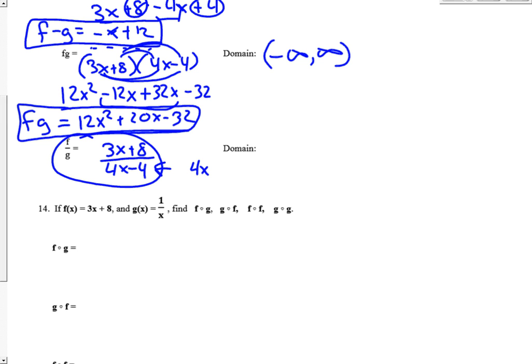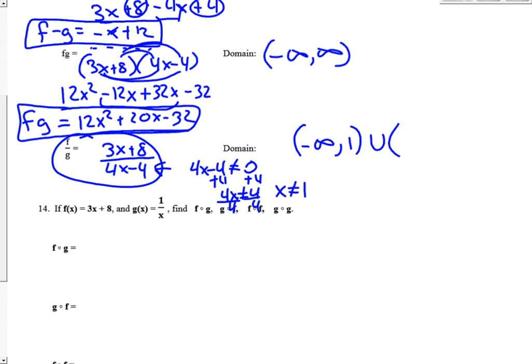So what we need to do is take 4x minus 4, set it not equal to 0, and solve. So we add 4, we get 4x cannot equal 4. We divide by 4 and get x cannot equal 1. So we consider all real numbers except for the value of 1. And so we write that by going negative infinity to positive 1, and then a union, and then we start back at 1 and go to infinity. So with the parentheses at 1, that is showing that you do not include the 1. So that's how you're skipping over the value of 1.